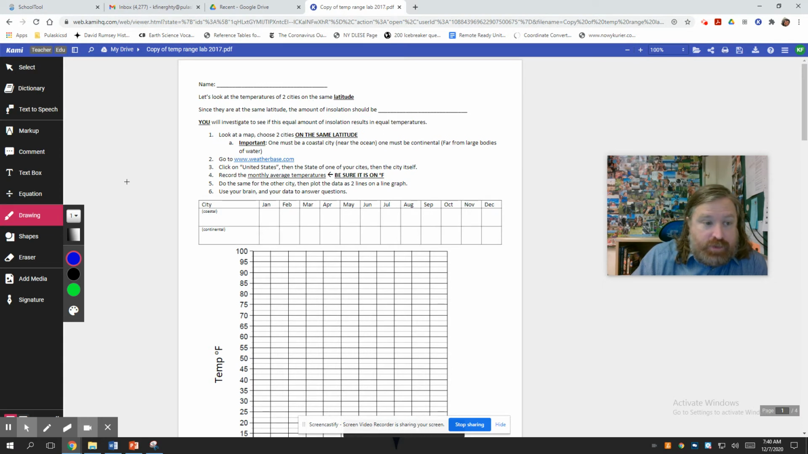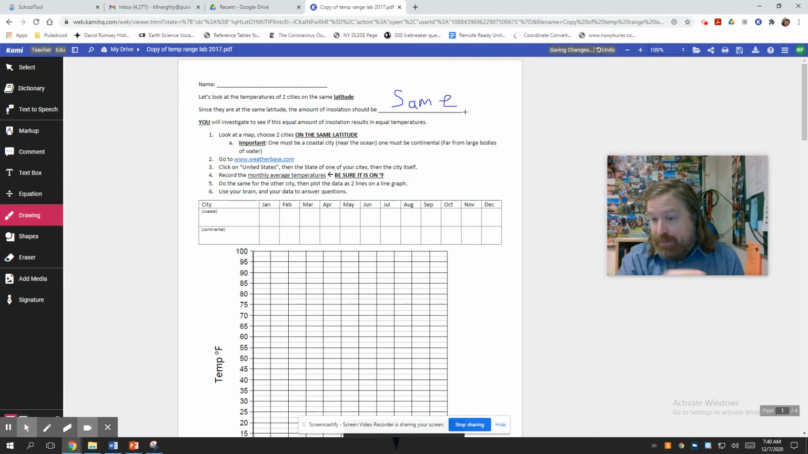If we take a look at two cities on the same latitude, since they're on the same latitude, the amount of insolation should be the same. That means they're getting the same duration, the same amount of time of sunlight. They're getting the same angle, therefore the same intensity of sunlight. If they're on exactly the same latitude, everything with the sun is exactly the same experience.